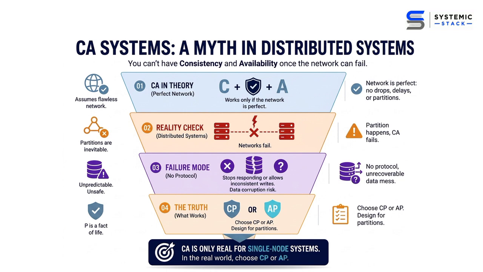Why does this matter? Because if you build a CA system and a partition actually happens, the system has no protocol to follow. It will either stop responding entirely or it will allow inconsistent data to propagate without any way to reconcile it. That failure mode can lead to corrupted databases that are nightmares to clean up. In the real world, you have to acknowledge that P is a fact of life, so your architecture must be either CP or AP. CA is really only a valid concept for a single node database where there's no network to split.